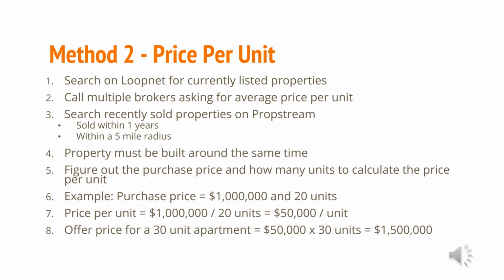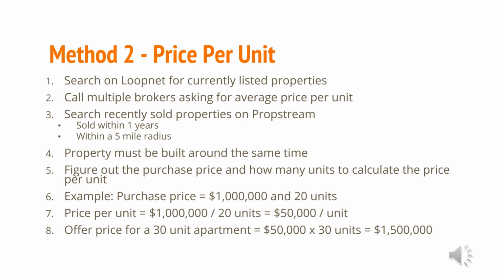Properties must be built around the same time. If a property was built in 1970, it cannot be compared to a property built in 2010 because those are completely different asset classes. The property built in 1970 is a Class C apartment complex, while the apartment complex built in 2010 may be considered a Class A.